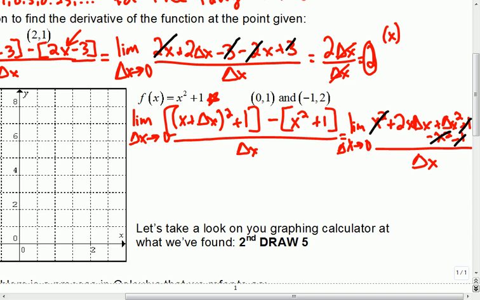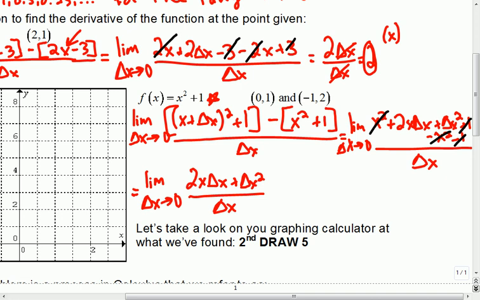And what I'd be left with is the limit as delta x goes to 0 of 2x delta x plus delta x squared, all over delta x.